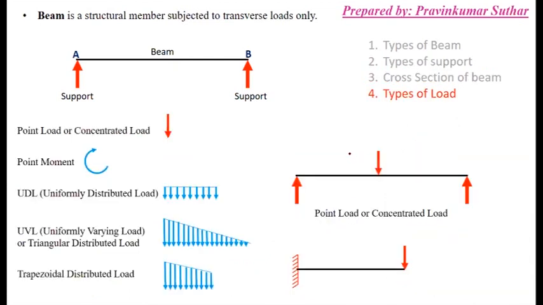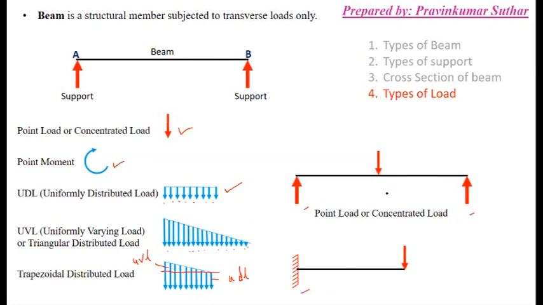So next is types of load. You can see different types of load, like point load, point moment, uniformly distributed load, which means the intensity of the load is the same at every point, and a uniformly varying load, which means the intensity is increasing at the same rate like this. Trapezoidal means simply the UDL and UVL combination. If I make a line here, then this is UDL and this is UVL.